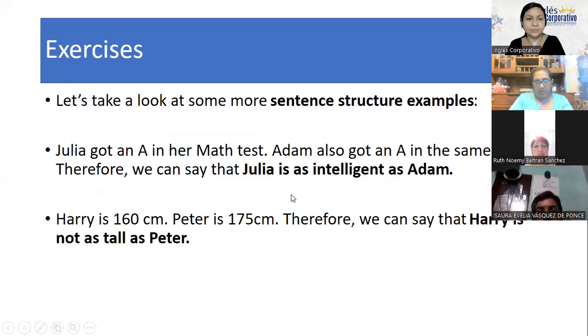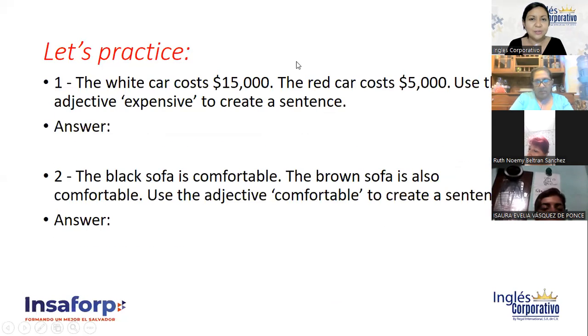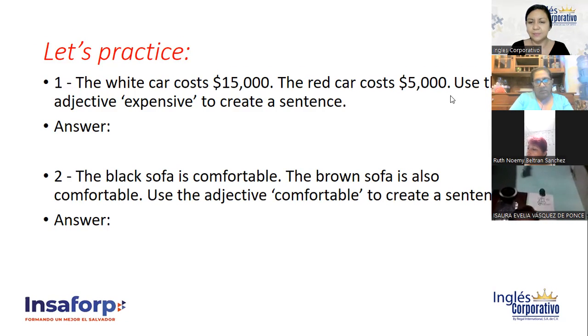Let's see. What is the answer for the first problem? The white car costs $50,000. The red car costs only $5,000. Use the adjective expensive to create a sentence, and obviously using as. The red car is more expensive than the white car.